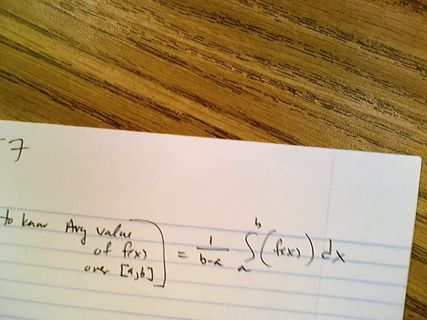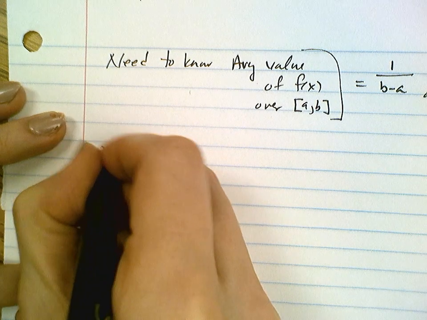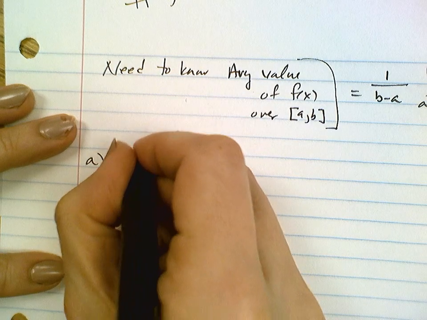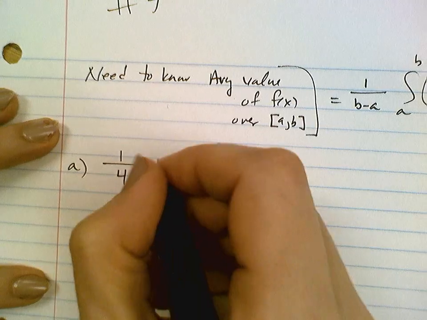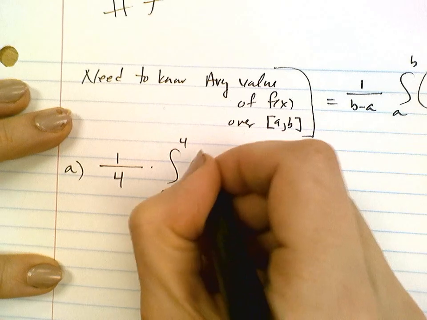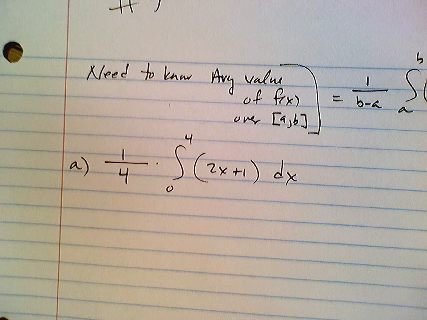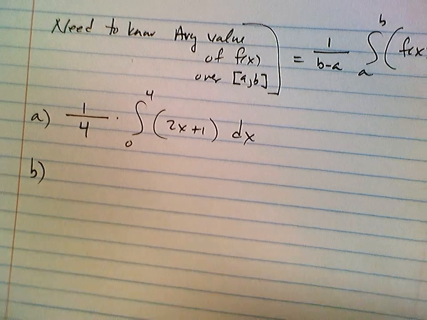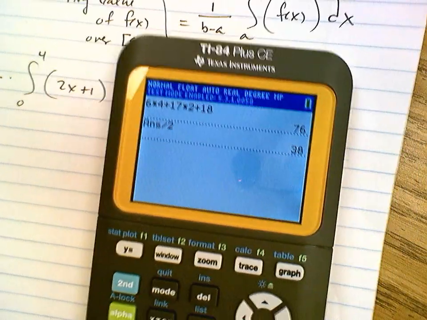So the first part, part A, is going to be just expressing the average value as an integral expression. So it's going to be 1 over 4 minus 0, which is 4, times the integral from 0 to 4 of 2x plus 1 dx. That's what it is, all right? And then for part B, you just need to evaluate it. So you're just going to use your calculator.